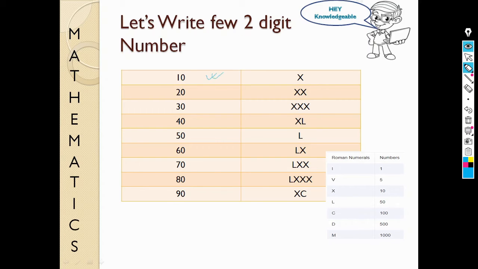So if you see the 10, for that we already have a Roman numeral, that is X. Then again, as we have done from 1 to 9, in a similar way, if you have to write 20, then X is repeated twice.